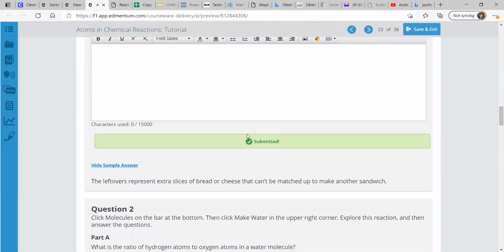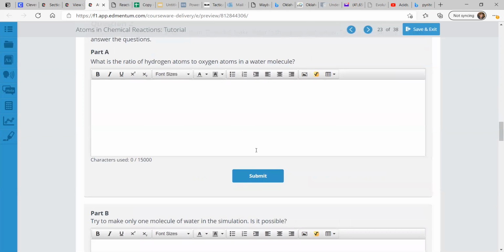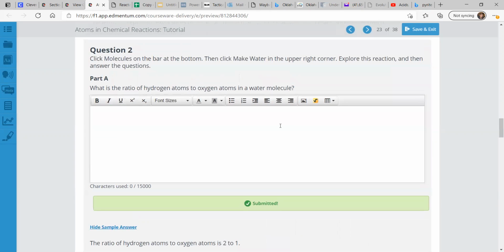What do the leftovers represent? All right, for this specific experiment visualization exercise, the leftover represents extra slices of bread or cheese that can't be matched up to make another sandwich. They're kind of lone wolves. They don't have enough members to make a sandwich party. Sad day for the lone slice of cheese.